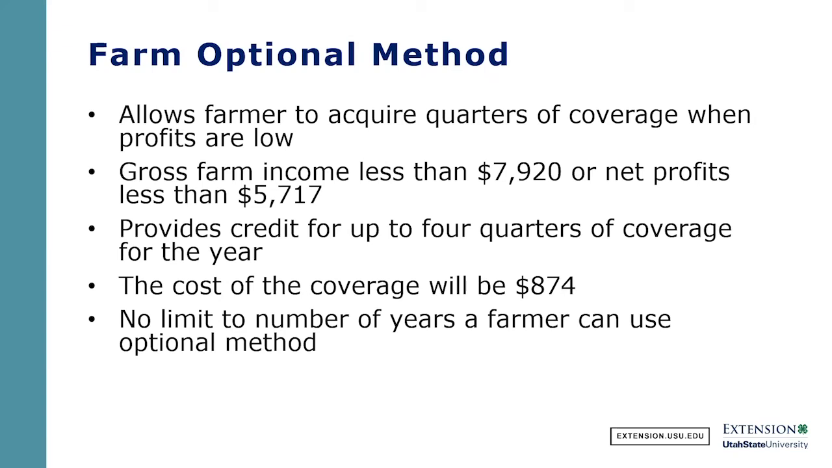And this is because farming income can go up and down. And so again, it provides you a credit for up to 4 years of coverage. And then the cost of the coverage is a little less than $900. There's no limit to the number of years that a farmer can use this method, but it is available for farmers, and it's something that you might want to consider. And this is one of those things that you may want to know about to bring up with your tax preparer, so that you can have a good conversation about is this something that's right for me or not.